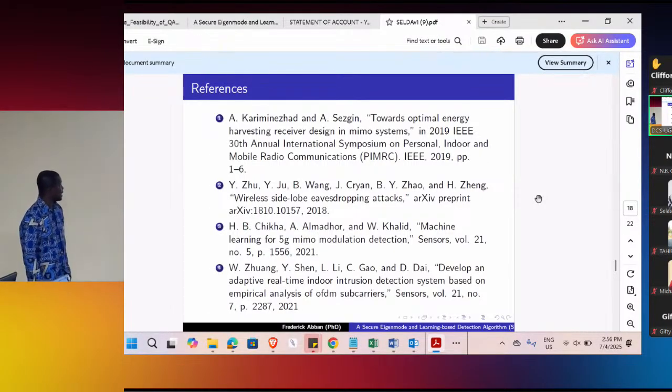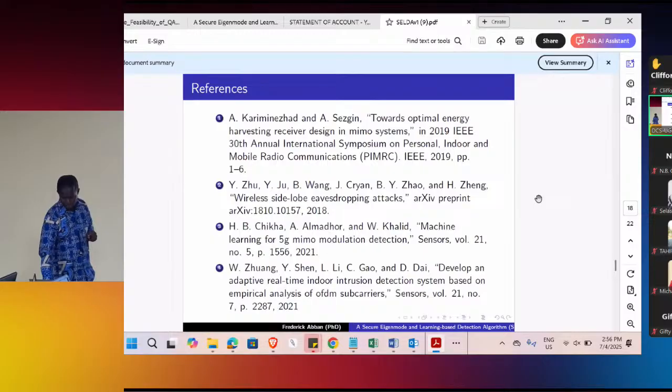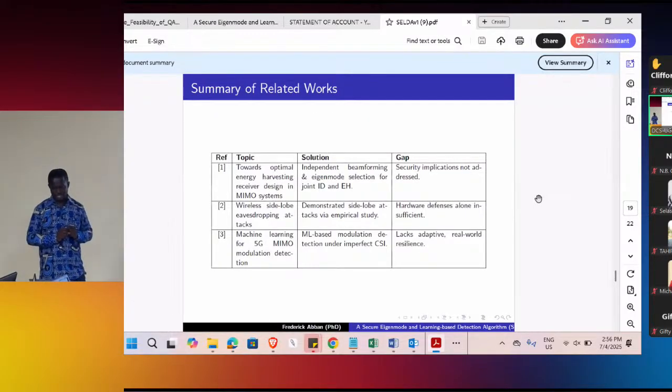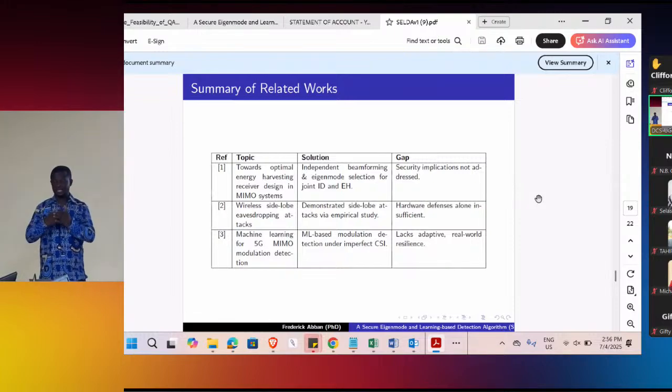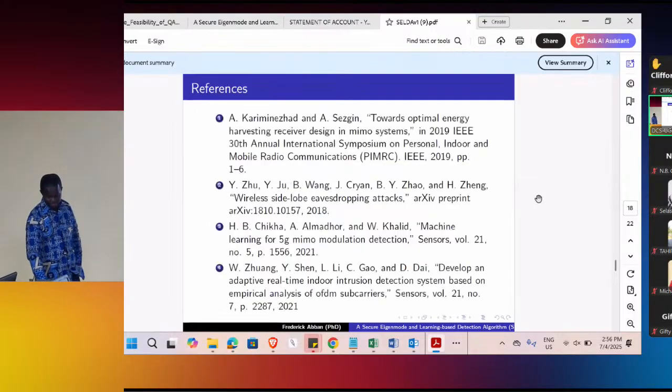Also, the second paper I reviewed for this presentation had to do with wireless side-channel eavesdropping attacks. This paper demonstrated that side-channel attacks are possible via empirical studies. However, they concentrated on hardware defense only and left out the other variables. And we are suggesting that hardware defense alone is not enough. We should look at other scopes apart from hardware defense.